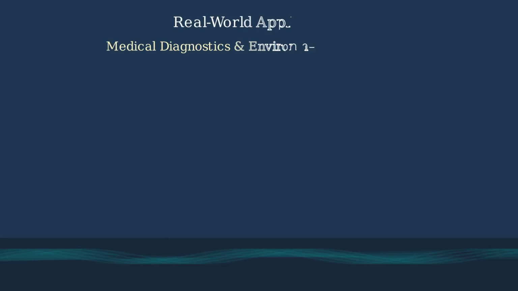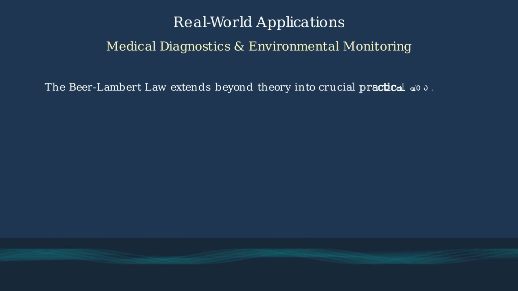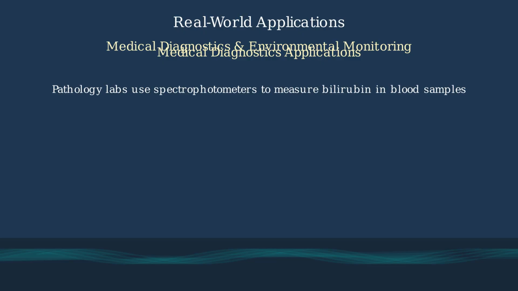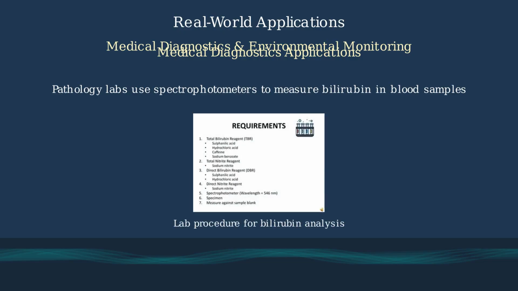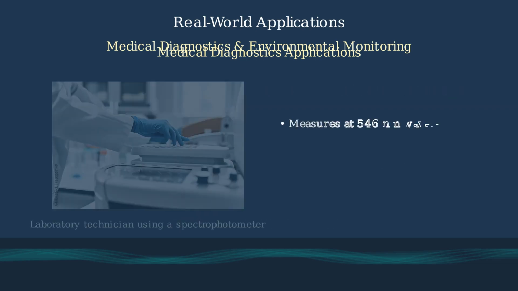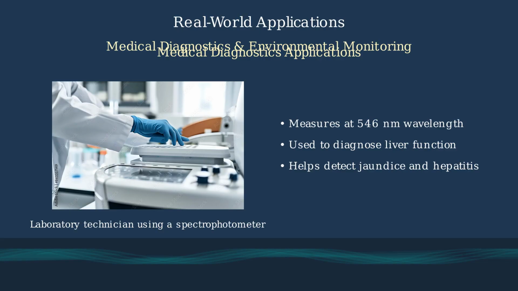The Beer-Lambert law has numerous important real-world applications that demonstrate its practical significance. In medical diagnostics, pathology laboratories use spectrophotometers based on the Beer-Lambert law to analyze blood samples. One critical application is measuring bilirubin concentration in blood samples to diagnose liver function and detect conditions like jaundice. The test relies on measuring light absorption at specific wavelengths, typically 546 nanometers for bilirubin, using specialized equipment.